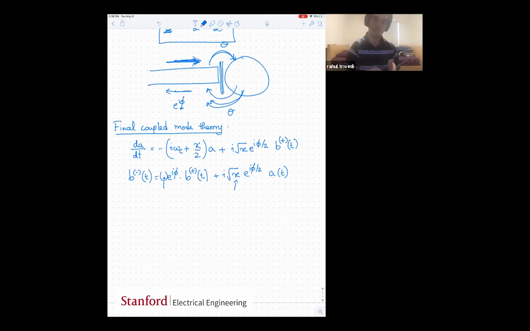We'll look at these equations in the frequency domain, and it'll become slightly clearer in a minute. But if you have a very lossy cavity, then this of course doesn't hold, and you need more complicated models to handle that. Any other questions?